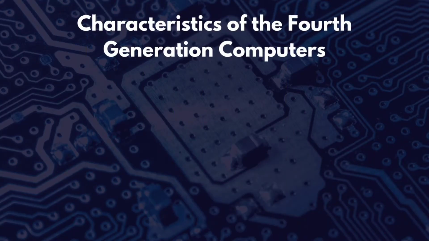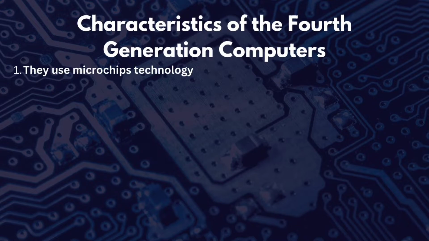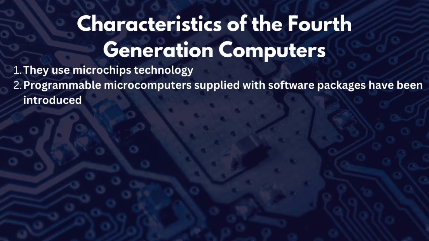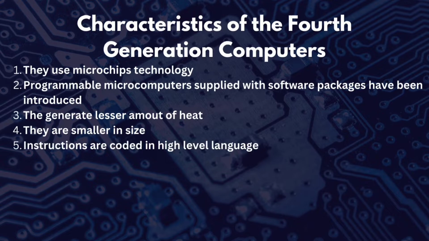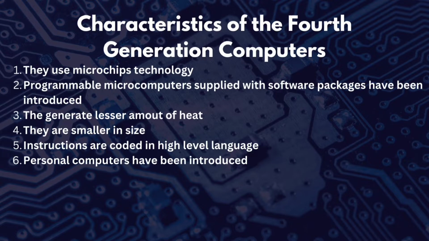Now, let's discuss the characteristics of the fourth generation computer. They use microchip technology, like I said, and programmable microcomputers supplied with software packages have been introduced. They generated a lesser amount of heat. They are smaller in size. These are the computers we currently use nowadays. Instructions were coded in high-level languages.